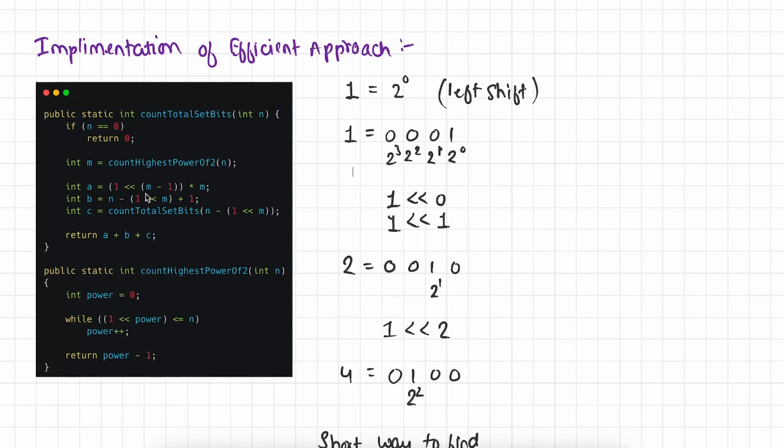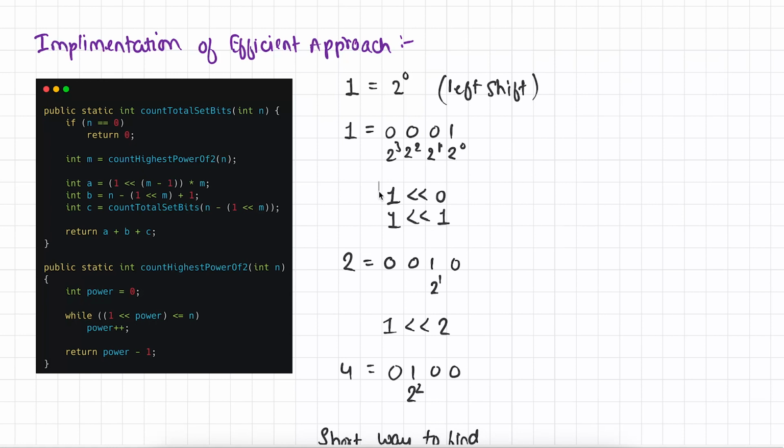And what is 1 left shift something? As we know, 1 is equal to 2 to the power 0, because 2 to the power 0 is equal to 1. And if you see the binary representation of number 1, it is 0001. And here each bit is representing a power of 2. So 0001 means it is by default 2 to the power 0. And if I left shift 1 by 0, nothing is going to happen. It remains as it is.